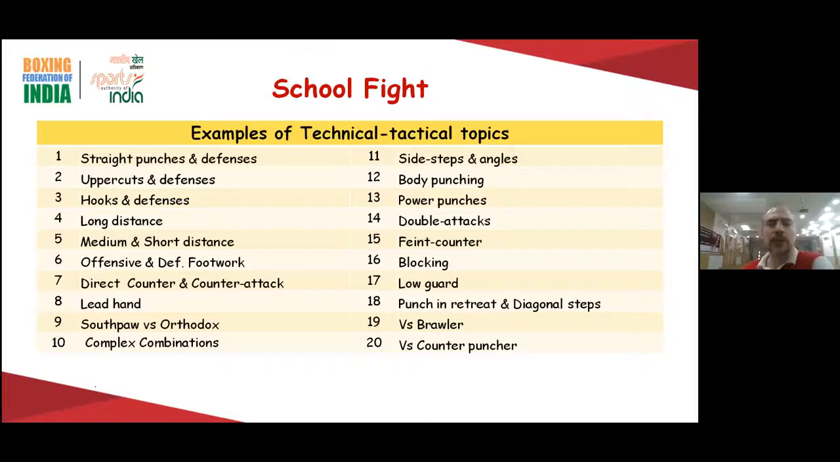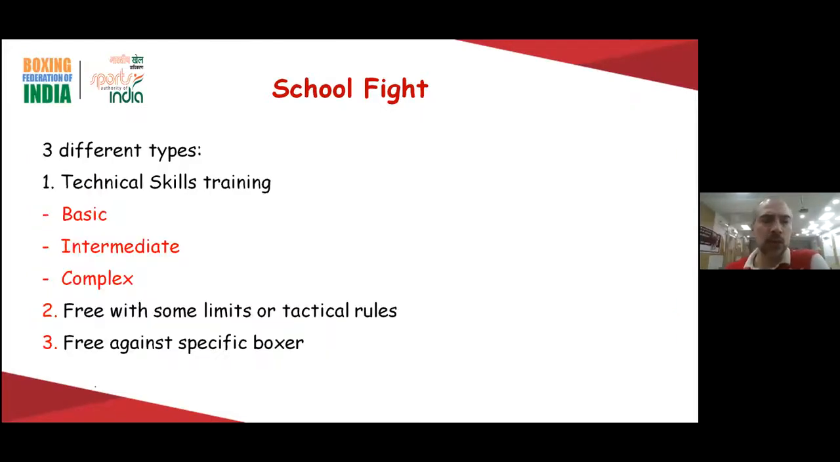We look at some different types of school fight based on the level of complexity. If we start with the technical skills training, I divide it in 3 levels: basic, intermediate, and complex. And then we have more free work: number 2, free school fight with some limits or tactical rules. And number 3, free school fight against specific type of boxer.